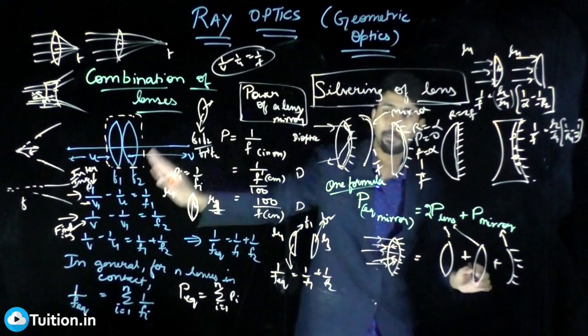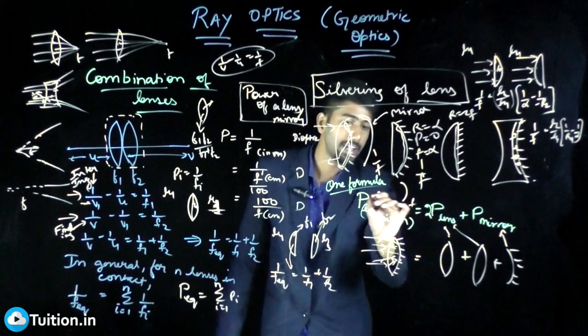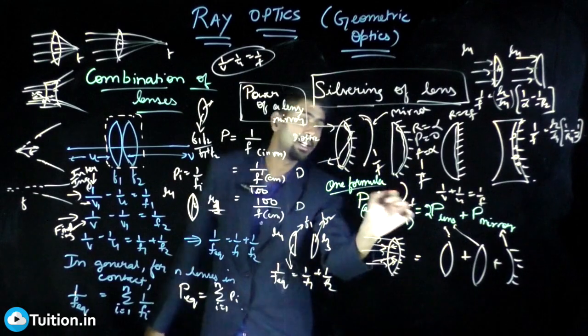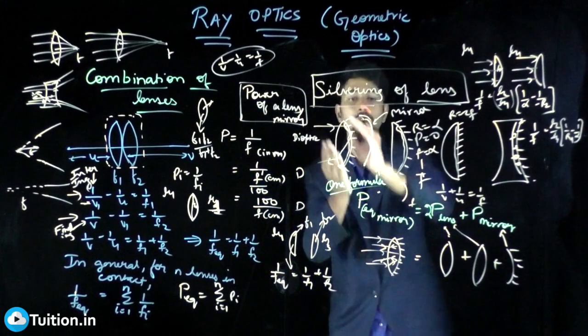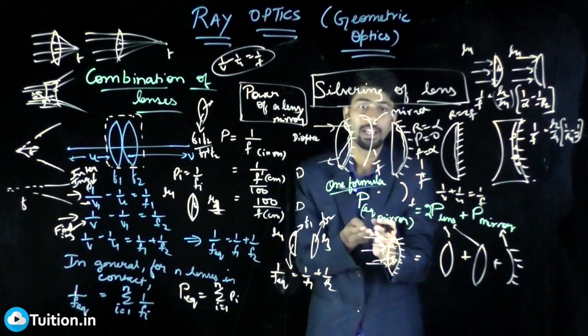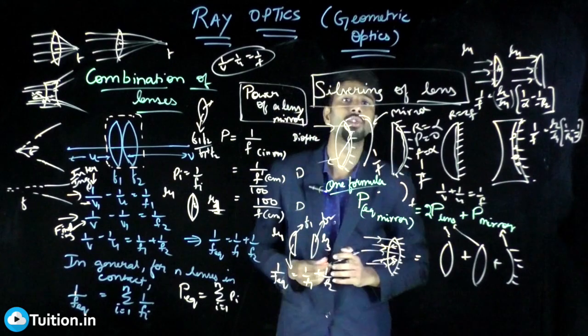So now I can replace this, I can put this mirror, I know its focal length, and for a mirror I know 1 by V plus 1 by U is equal to 1 by F. So if my object is at U, I can find out what V will be due to this combination, because I can replace this with a mirror for which I already know the formula, and I already know its focal length from this formula. So that's how it is for silvering of lens.